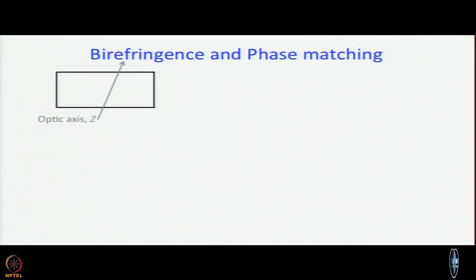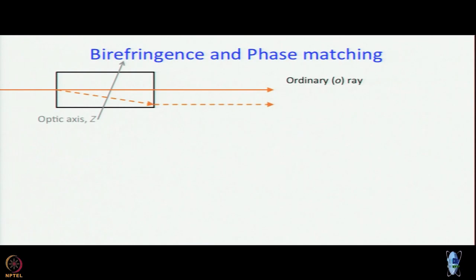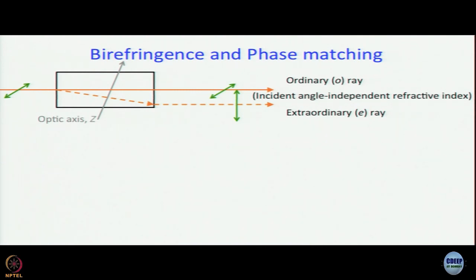Birefringence means this: you have a crystal which has an optic axis. Once again, we'll discuss what optic axis is. When light falls on it, it gets divided into two parts. One of the rays that passes through is the ordinary ray, and the other one is the extraordinary ray. In the ordinary ray, polarization is the same as the polarization of incident light. In the extraordinary ray, polarization is perpendicular to that of incident light. And the most important thing is that for the ordinary ray, the refractive index of the material is the same no matter what the angle of incidence is. However, for the extraordinary ray, the refractive index depends on the angle of incidence.